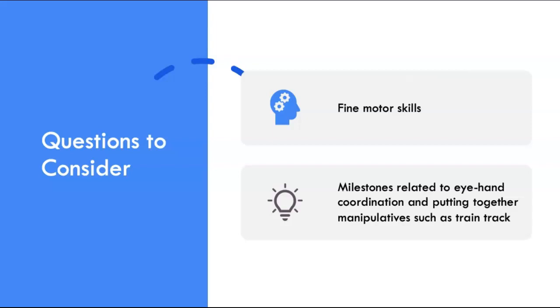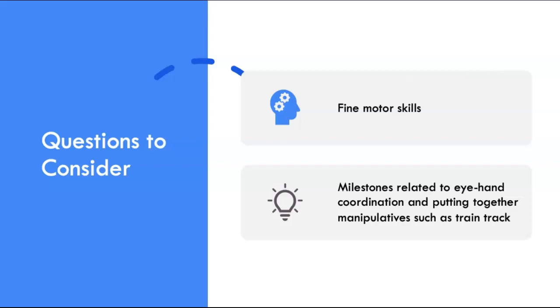And remember, every time that you're writing about observation, even if you observe a group of children, you're always going to focus on one child. That's going to be the focus of your observation. You might also want to think about the milestones related to eye-hand coordination and putting together manipulatives such as a train track.